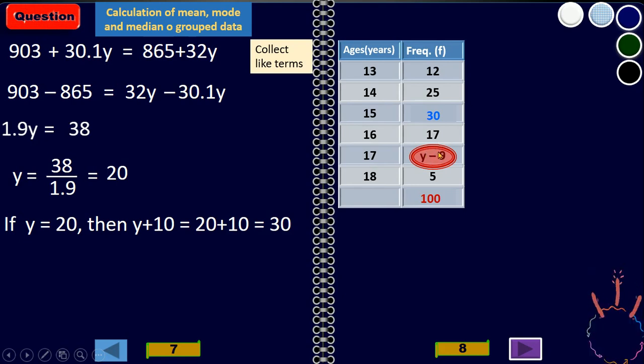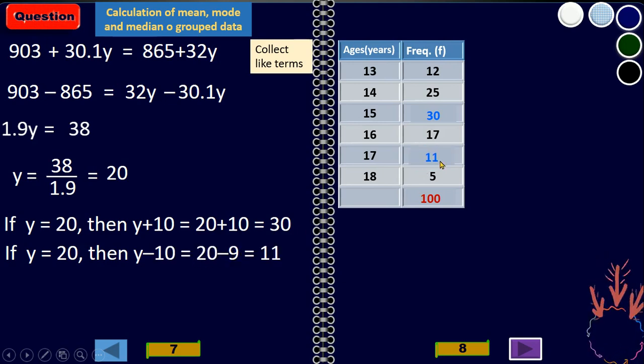And then we're going to do the same thing here. We're going to find the value of y minus 9. And of course, you know that if y is equal to 20, and I'm having y minus 9, that will give us 20 minus 9. And of course, 20 minus 9 will give us 11. So we have this. Now, adding all this together, we are going to have 100. So with this, we can go ahead to answer the other questions.